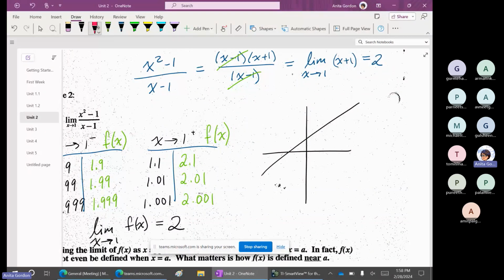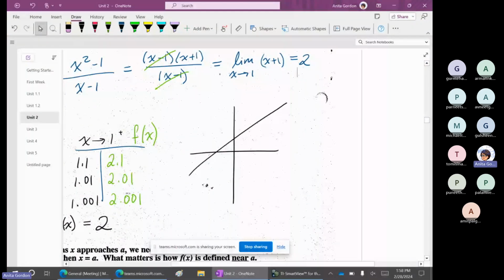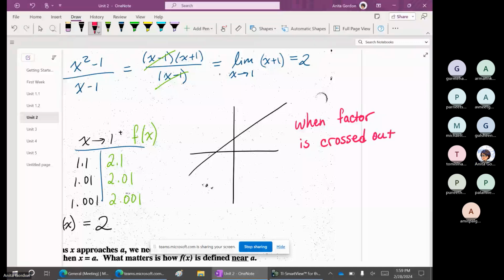However, when a factor is crossed out, this means we have a POD, point of discontinuity, or in other words, we have a hole in the graph. So where x equals 1, the value of the graph looks like it should be 2, but the 2 represents a hole in the graph.